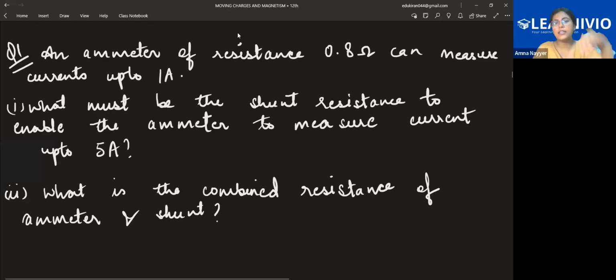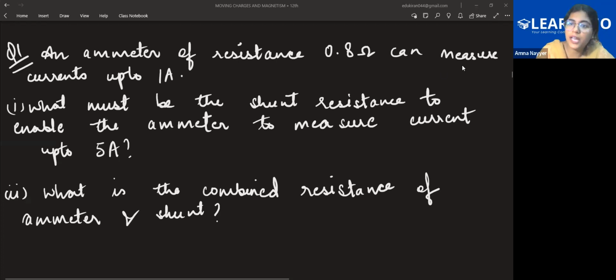See, the last question that we have is an ammeter of resistance 0.8 ohms. This can measure currents up to 1 ampere. Now, what must be the shunt to enable the ammeter to measure current up to 5 amperes? This is the value of the shunt resistance we have to find out.